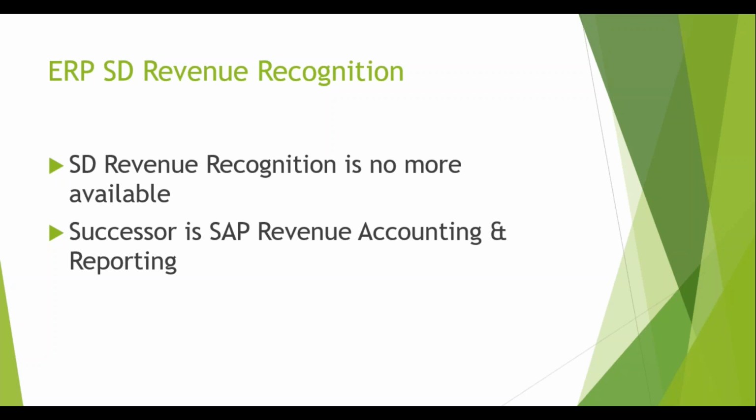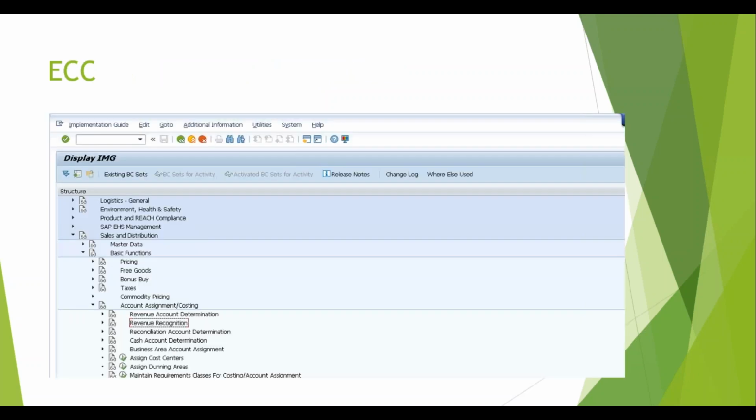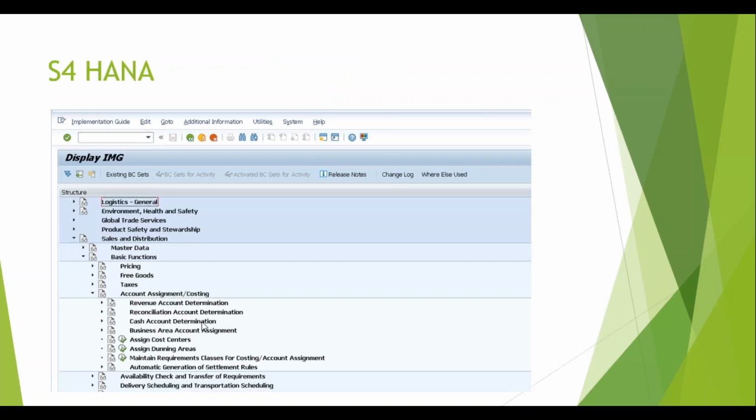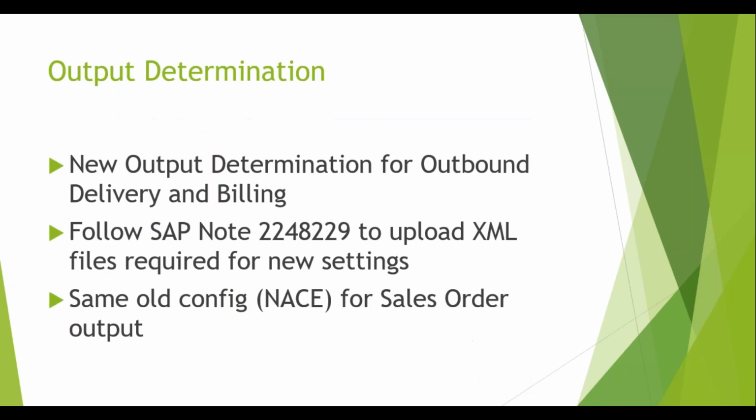Revenue recognition, in short, is not available. So you can see in ECC, the revenue recognition was available somewhere here in the sales and distribution basic functions. And if you see the same node in SAP S4HANA, that has been completely removed. I think this is the last topic in terms of the theory. Then we'll take one topic and discuss that.